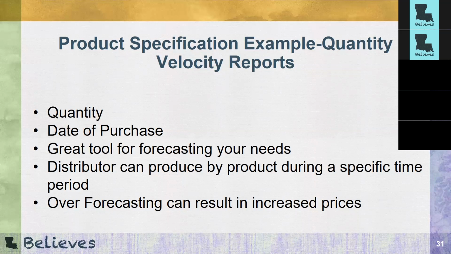An easy way to determine what quantity of apples will be needed is to request a velocity report from your present vendor. A velocity report will show the quantity of apples purchased over the last year, and it's the best tool for determining your future needs. Be very careful not to over forecast. You want to make sure that you are giving prospective vendors accurate information about your usage. Over forecasting can result in increased prices if the vendor feels the information provided is not accurate. Studies have shown that SFAs get far better pricing when prospective vendors can trust that you will use the approximate amount that was forecast.